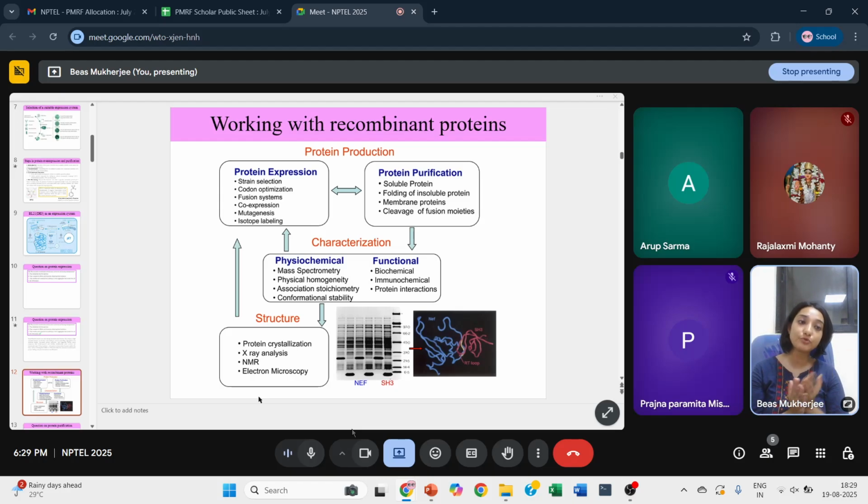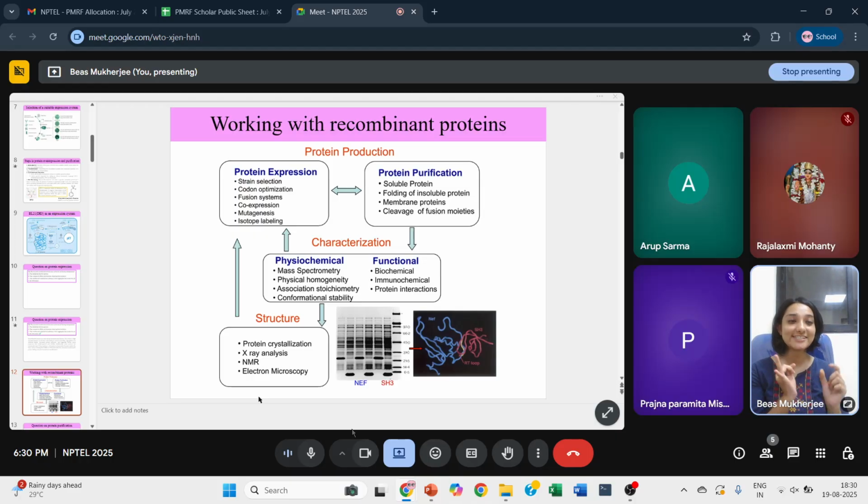Okay. Now, so this is the entire workflow of the protein expression and purification process. Right. So initially there is protein production, and for protein expression you have to first select the bacterial or any host organism strain that you want. You have to go for codon optimization.